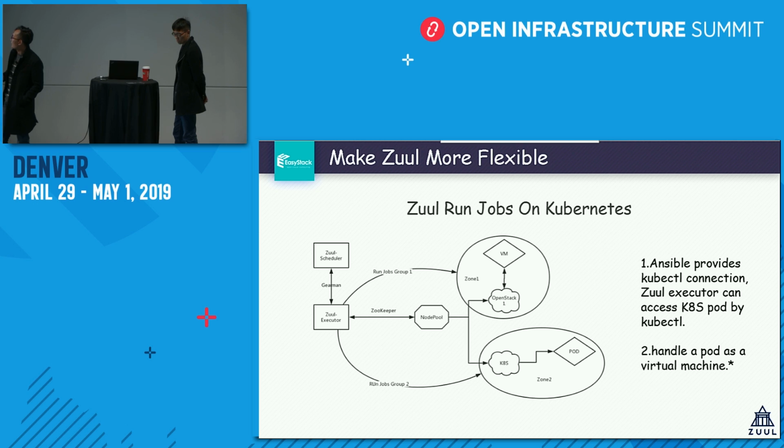We strongly recommend the first way, because handling a pod as a virtual machine may be difficult. You would have to deal with your network environment and other network problems, which may block your jobs. So using the kubectl connection is maybe easier. It is provided by Ansible itself.